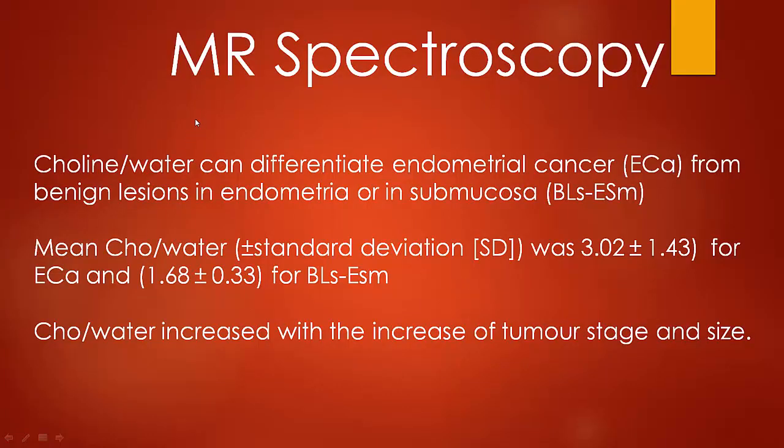MR spectroscopy. Role of MR spectroscopy: the choline water ratio can differentiate endometrial cancer from benign lesions in the endometrium or in the submucosa. Mean choline water ratio, with standard deviation, was 3.02 plus or minus 1.43 for endometrial carcinoma and 1.6 for benign lesions in the endometrium or in the submucosa. Choline water increased with increased tumor stage and size.